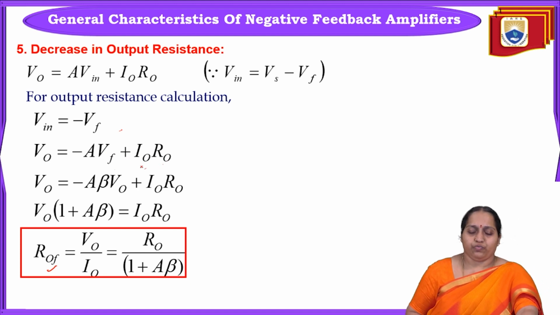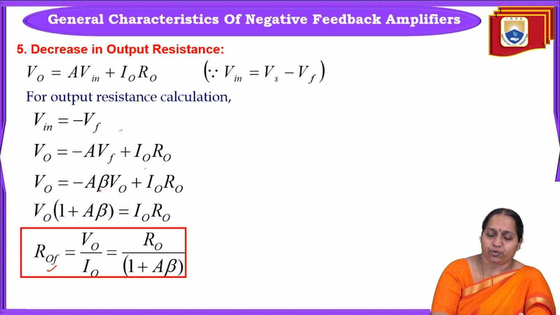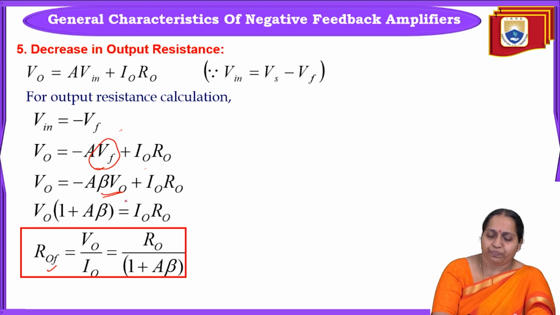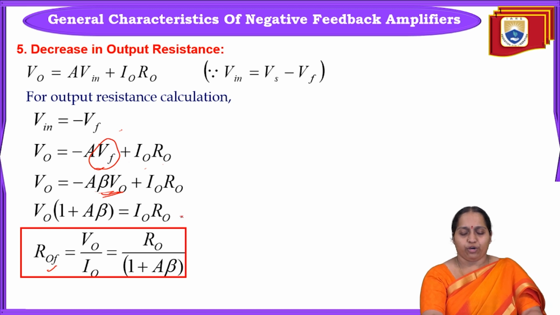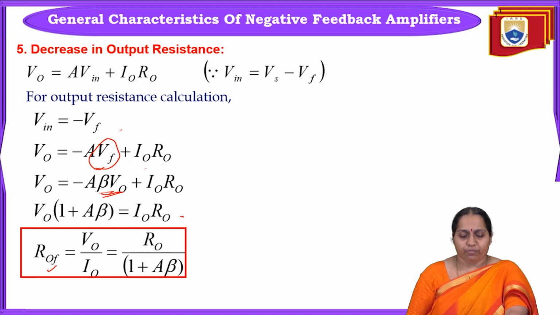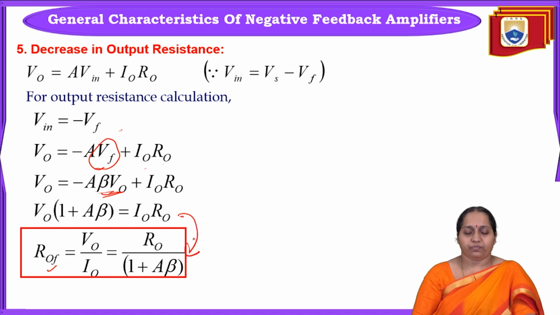So V0 equal to minus A into Vf plus I0 into R0. What is Vf? Vf equal to beta into V0. So it is minus A beta V0 plus I0 into R0. I'm just trying to take this term to the left hand side and take V0 common. V0 into 1 plus A beta equal to I0 into R0. So R0F equal to V0 by I0, that is equal to R0 by 1 plus A beta. Simply rearranging these terms, you will get this equation.